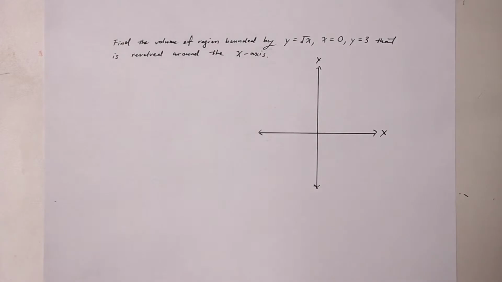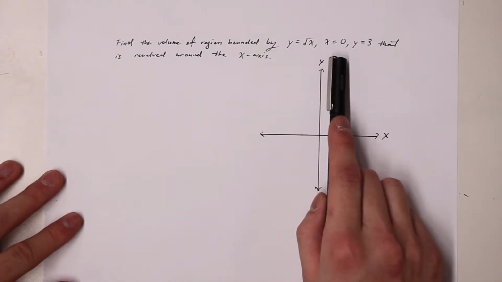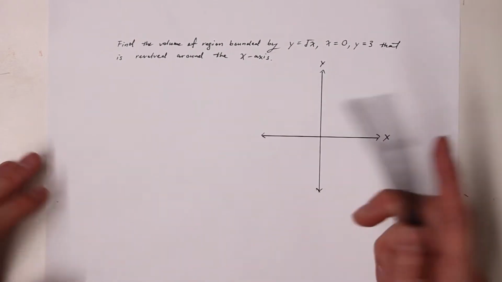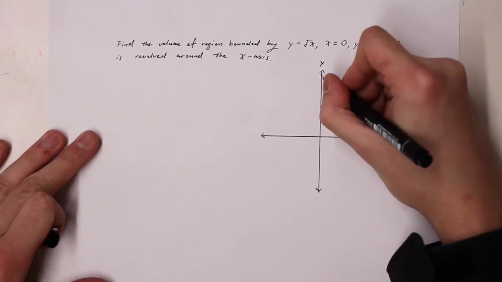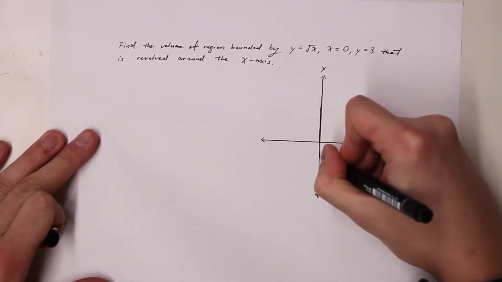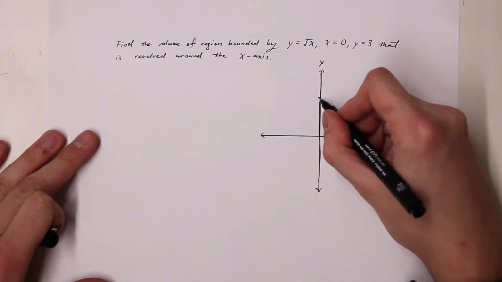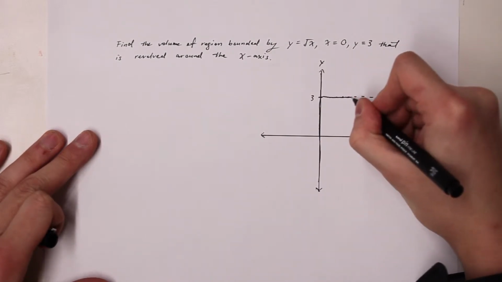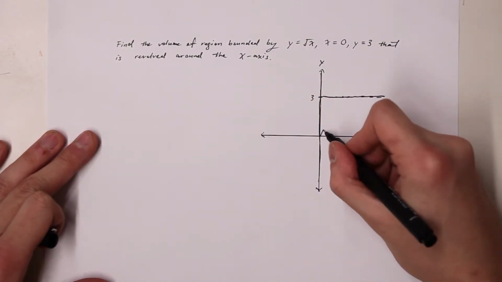All right, now let's try doing a test problem. The problem asks to find the volume of the region bounded by y equals root x, x equals 0, y equals 3, and that volume is revolved around the x-axis. So first of all, you want to sketch the graph. So obviously you have x equals 0 right here. Then you're given y equals 3, which would probably be around, let's say, here. And finally, you have the y equals root x graph. So it probably goes something like this.